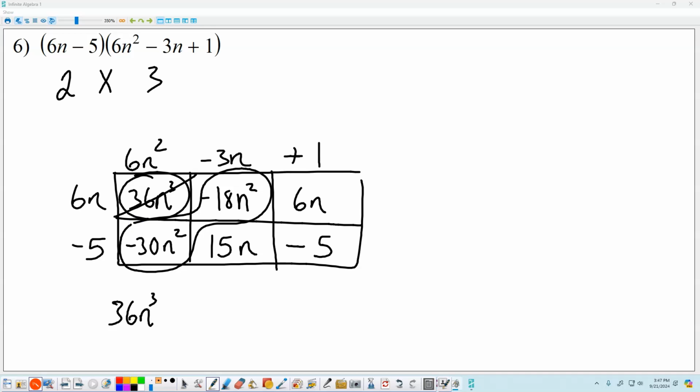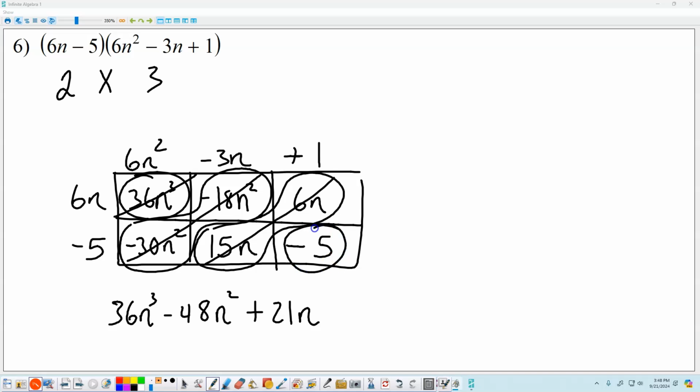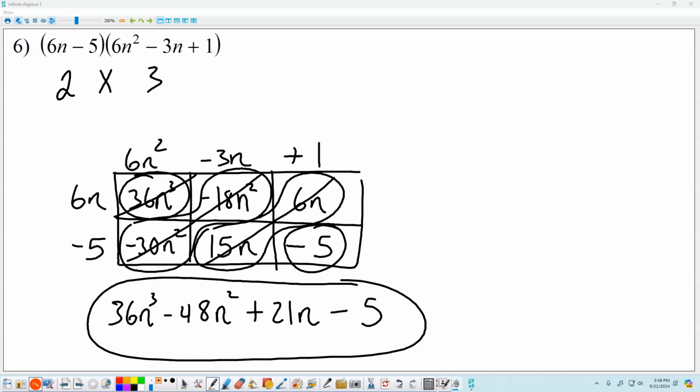So what is negative 30 combined with a negative 18? That would be negative 48n squared. So there's that. The next term would be n to the first power, and there are 2 of those there. So 15 and 6 combined would give me 21n. And then finally we have the constant at the end. And there's our final answer for that one.